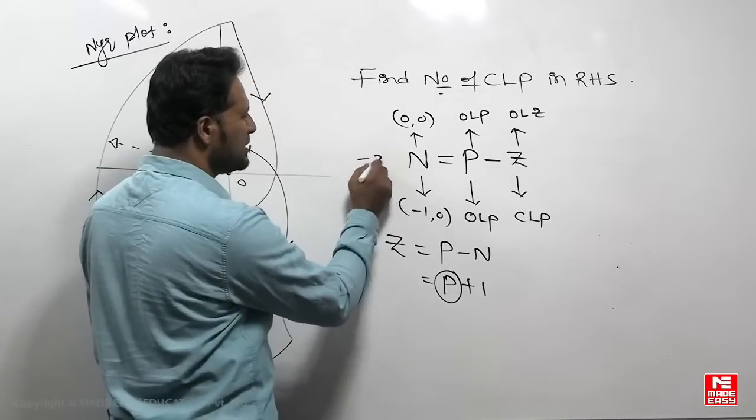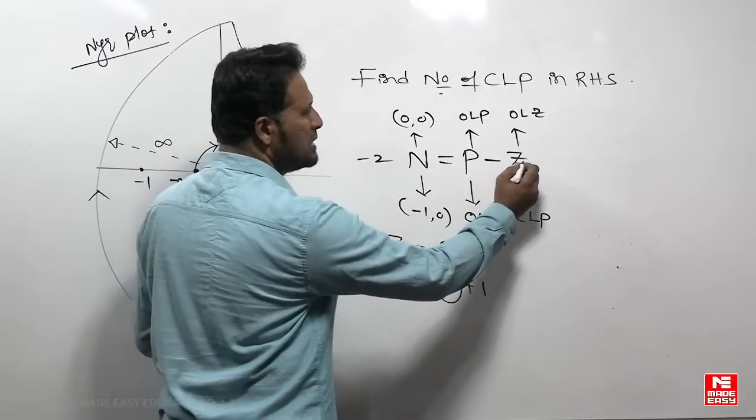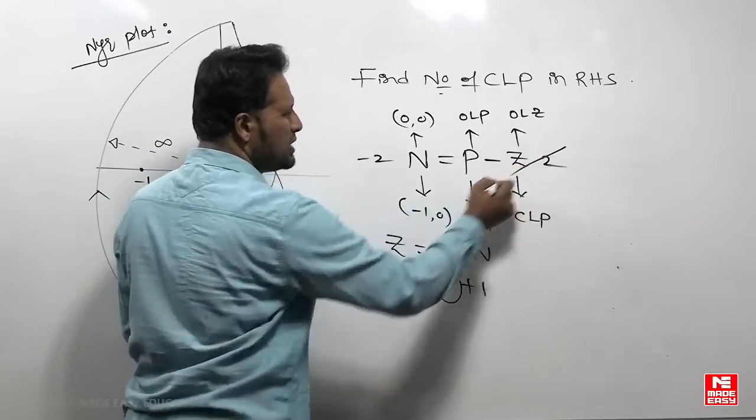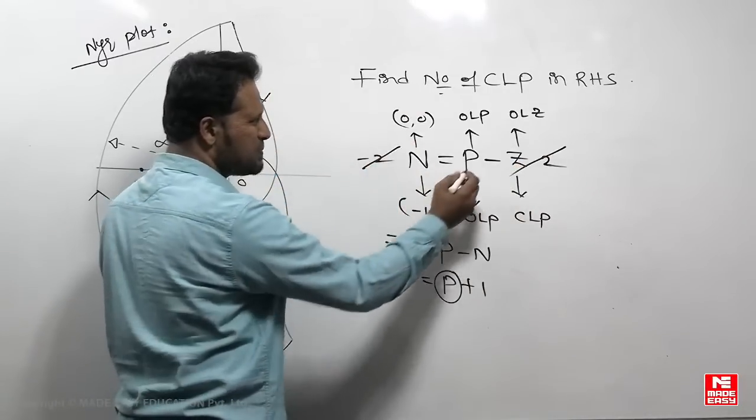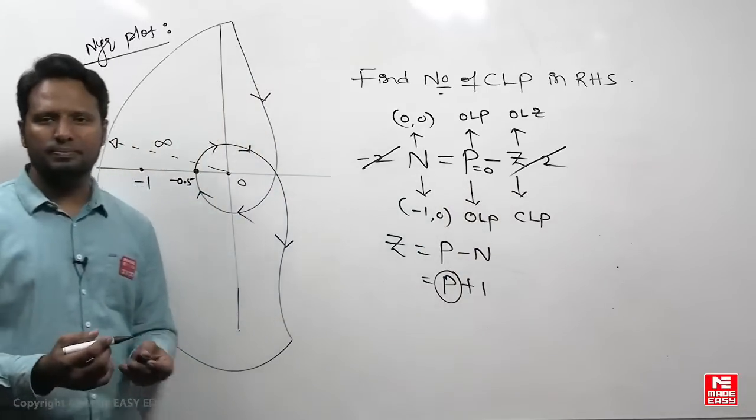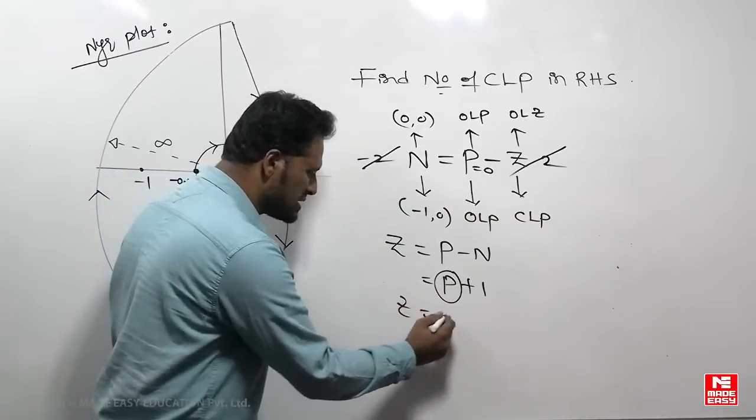So then this N is minus 2, so Z also became 2. So the minus, minus cancel with respect to origin. Then P became 0. Now when P became 0, Z became 1.